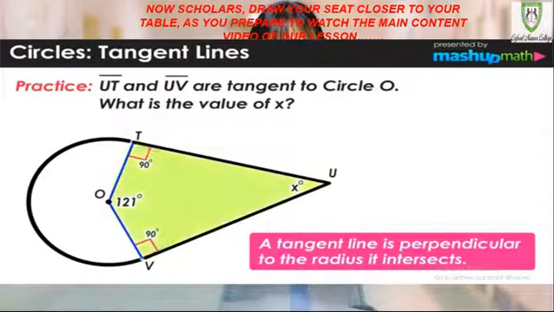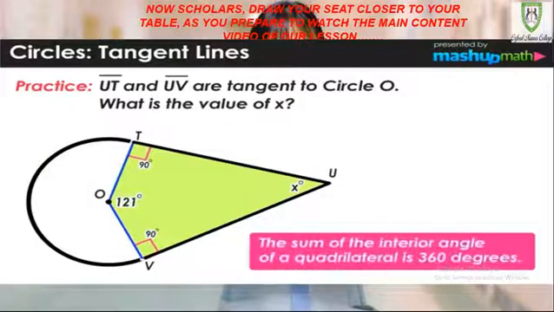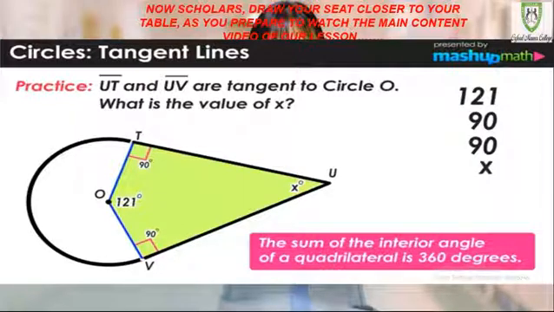We should also notice that we are dealing with a quadrilateral here in this diagram. And we know that the sum of the interior angles in any quadrilateral is always equal to 360 degrees. So if we take these four angle measures and add them together, their sum will equal 360. And we can use this fact to find the value of x. 121 plus 90 plus whatever x is going to equal 360.